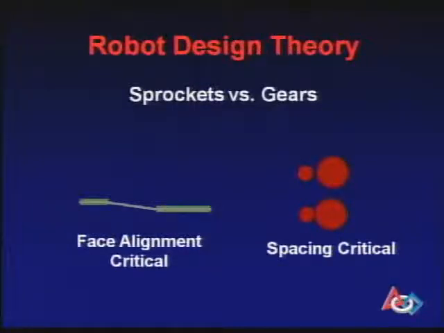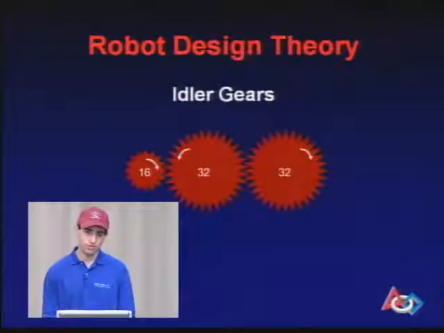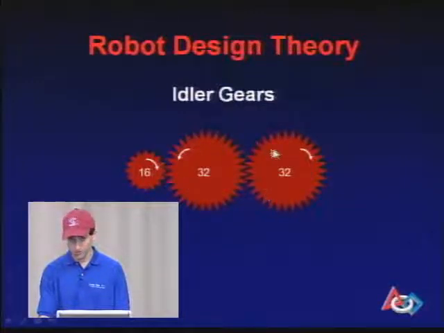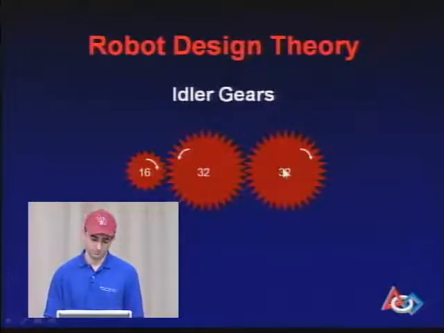I mentioned before that when you have two gears rotating against each other, they're going to rotate in opposite directions. If you want to change that so they're rotating in the same direction, you put an extra gear in the middle. So you'll see as the gear on the left rotates clockwise, it rotates this next gear counterclockwise, which rotates the final gear clockwise, so that you have a clockwise input and a clockwise output.